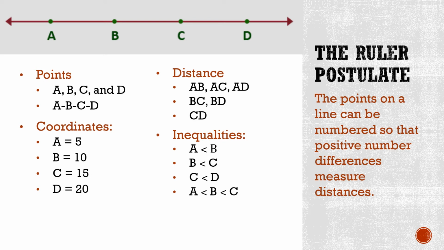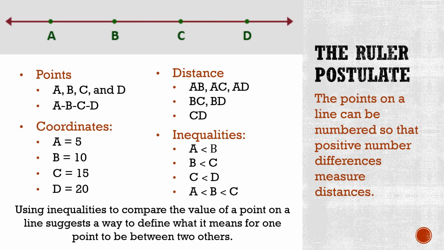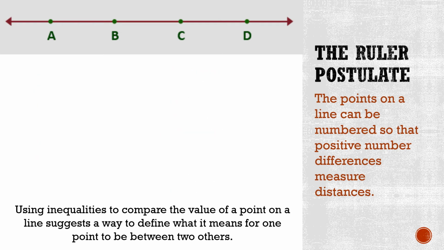So A is less than B, B is less than C, C is less than D, but look at this, we can also put 3 of them together and say A is less than B, but B is less than C. So using inequalities to compare the value of a point on a line suggests a way to define what it means for one point to be between 2 others.